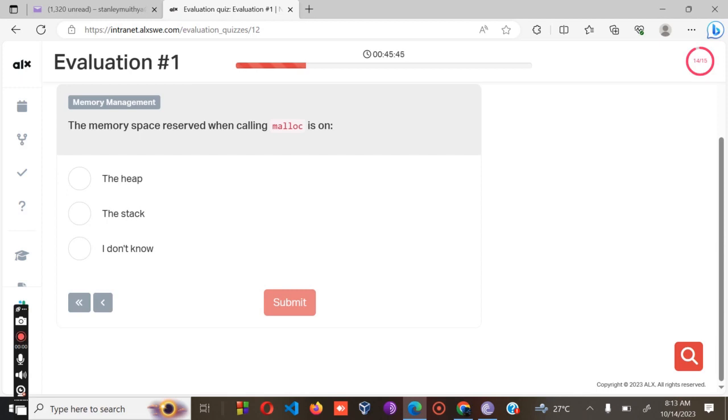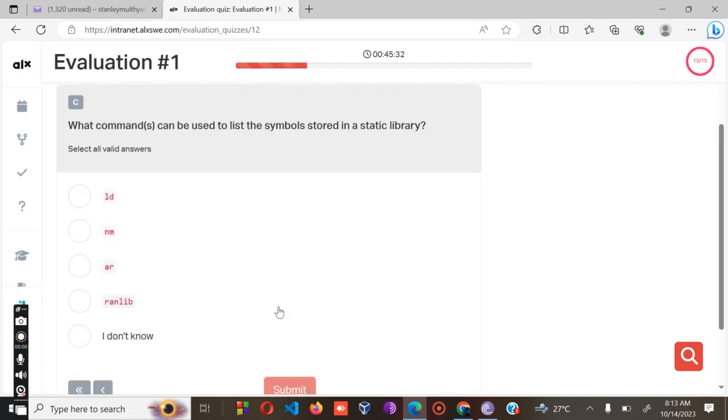Okay, number 14. The memory space reserved when calling malloc is the memory space reserved when calling. And of course, the answer is the heap. It's a direct question. It's the heap.